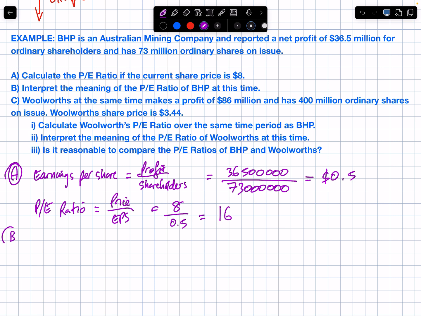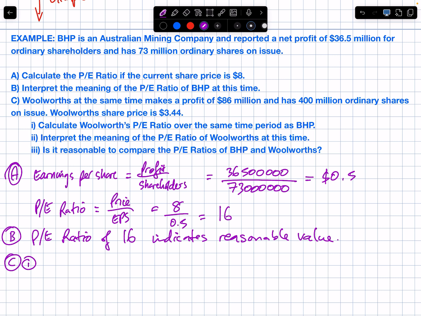B, interpret the meaning of the PE ratio of BHP at this time. I don't want to scroll up to that table I asked you to copy down, but which range does the PE ratio of 16 fall within? Yes? Reasonable value. A PE ratio of 16 indicates reasonable value.